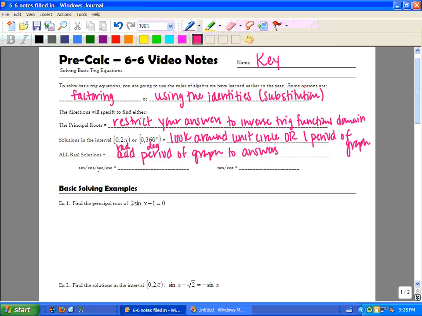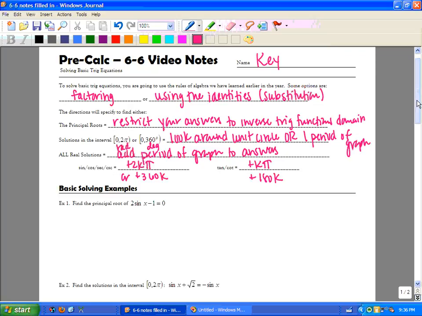If it's a sine, cosine, secant, or cosecant, you're going to add plus 2k pi to all your answers. If it's tangent or cotangent, you'll do plus k pi. Again, if they ask you to do this in degrees, it'd be plus 360k or plus 180k.